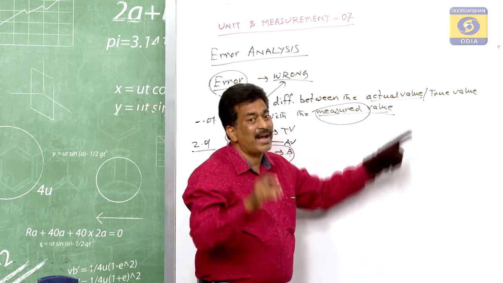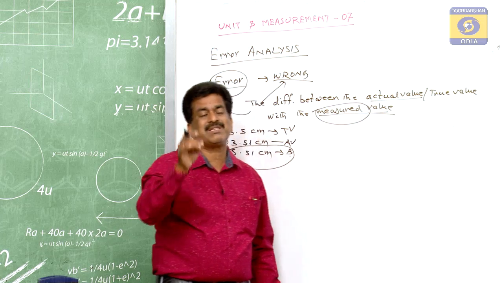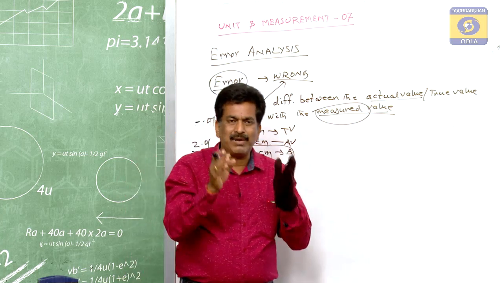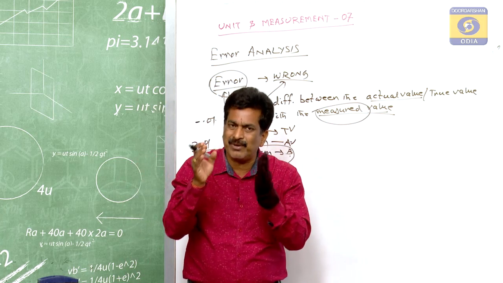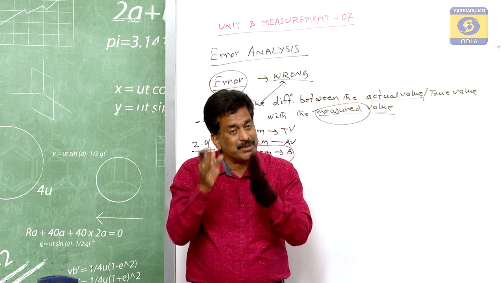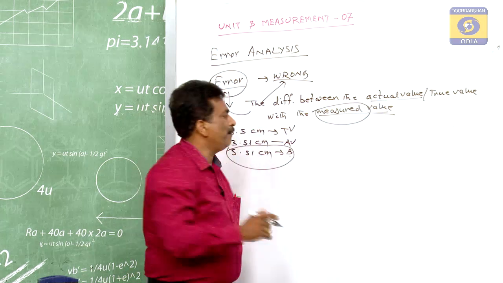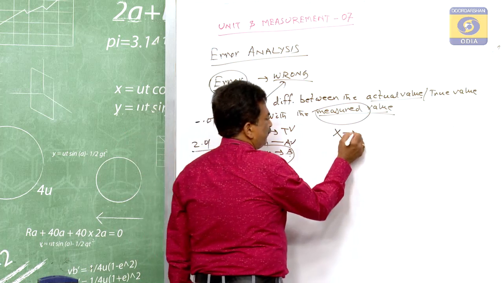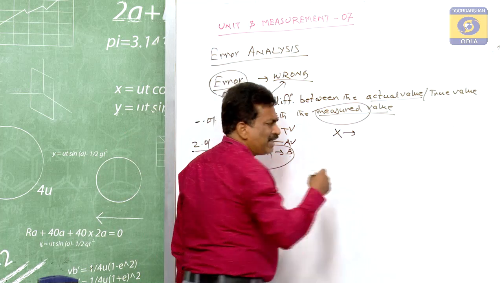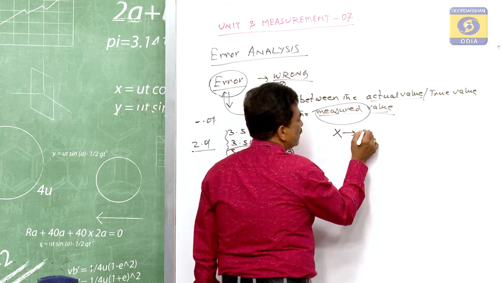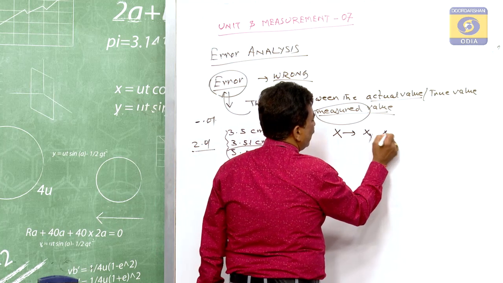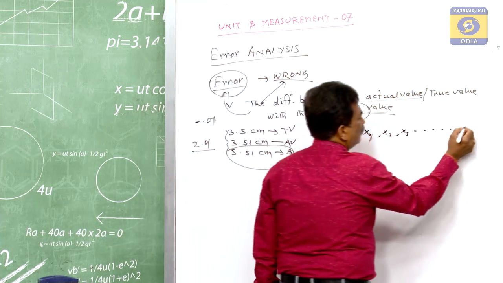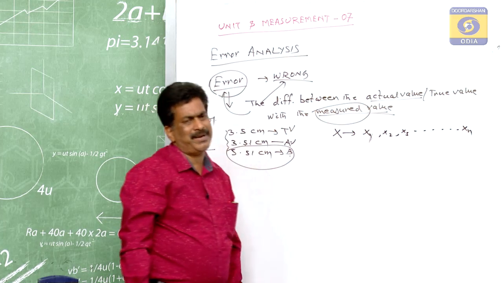Hence, to find the actual value of any physical quantity, if you take different calculations or different measurements, then the accuracy of that measurement will be more. Means if there is a length x, and that is measured by different students as x1, x2, x3, suppose we take up to xn. So n measurements are done.